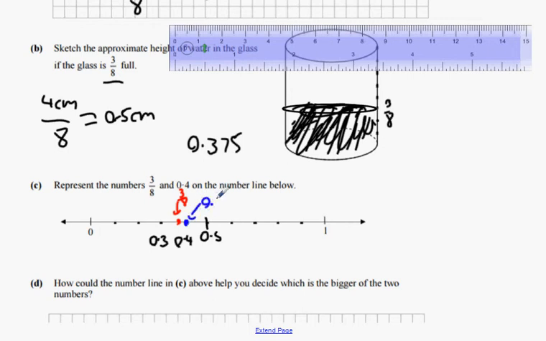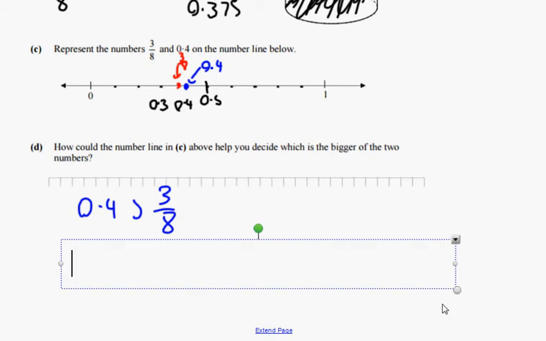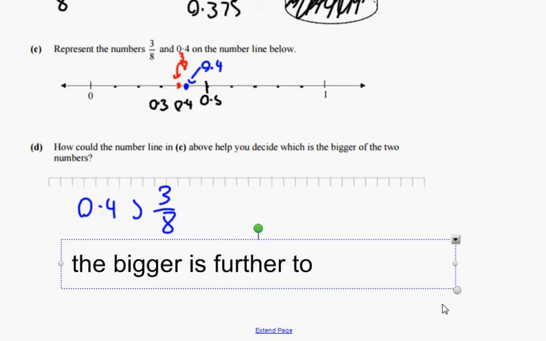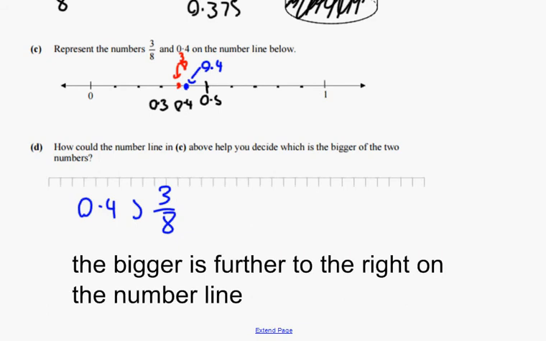So that's 0.4. Okay. How could the number line in C help you decide which of the two numbers is bigger, whether 3/8 is bigger than 0.4? Well, we know 0.4 is bigger than 3/8. Why is that, guys? Well, the reason is it's further to the right on the number line. The bigger number is further to the right on the number line. So there we go. Okay, so that helps us make it bigger.